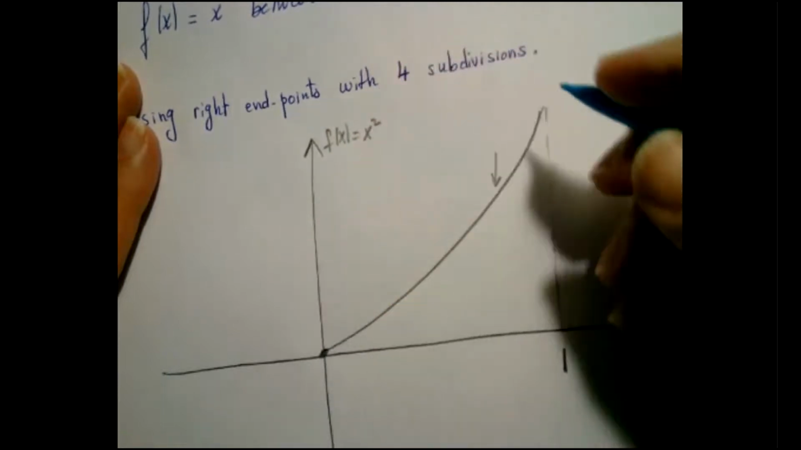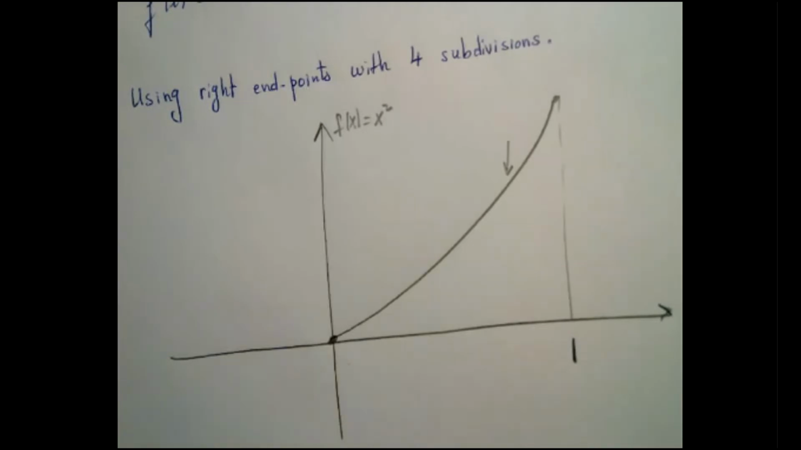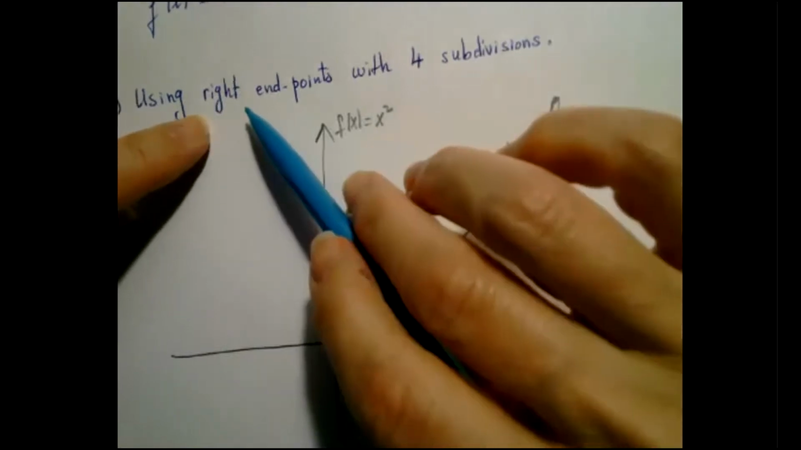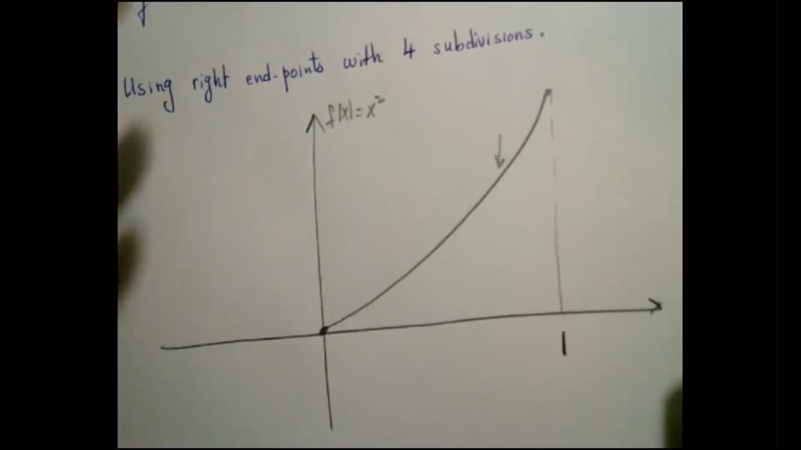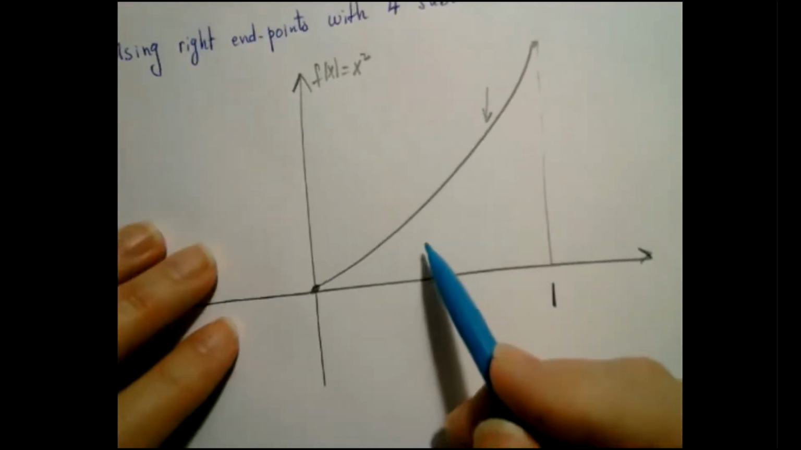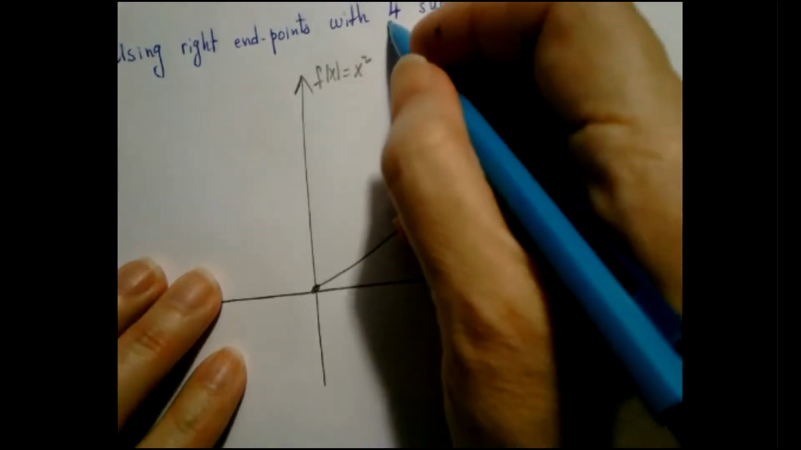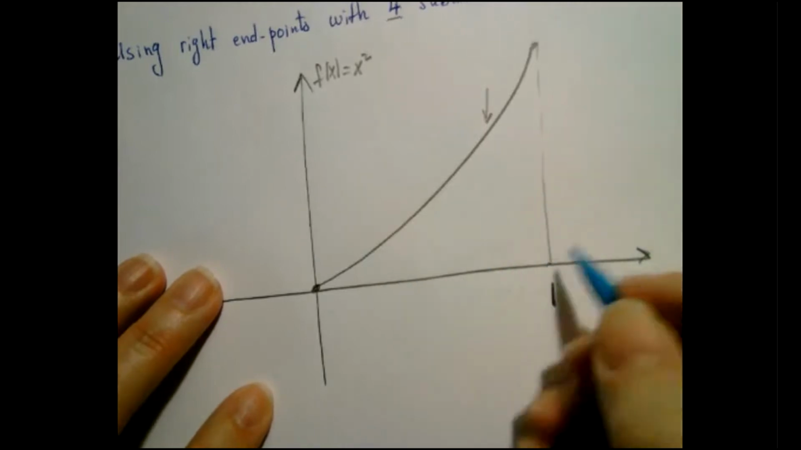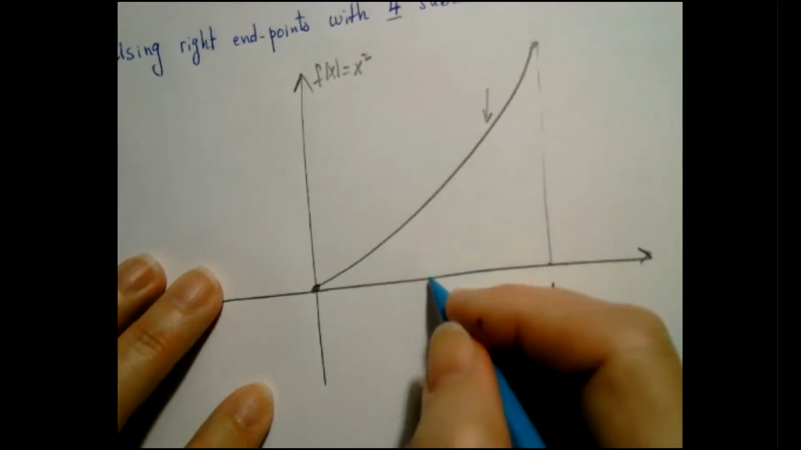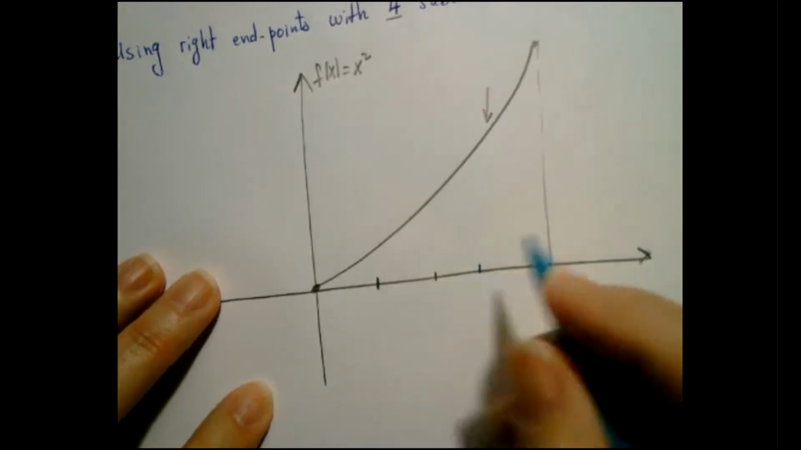And I need to approximate the area under the curve. And we're going to approximate it in 3 different ways. The first way is using right endpoint with 4 subdivisions. If that doesn't make sense to you at all, let me make sense out of it. The idea is we're going to approximate it with rectangles. The first thing we're going to do, I'm going to approximate it with 4 rectangles. What does this mean? I'm going to take the interval 0, 1, and subdivide it into 4 equal pieces.